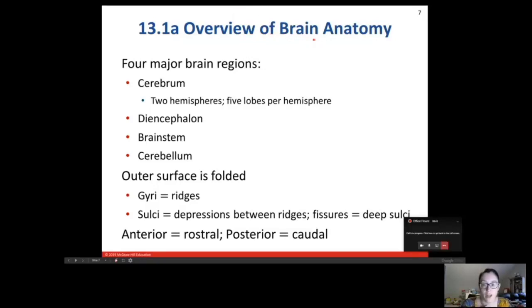So now we're going to move on to the brain. I'm going to go through these slides here, and then I'm going to show you a little bit on APR to show you some of the things that you should be looking at. You have APR at home, you can use this. It's a great resource, especially with this online lab.